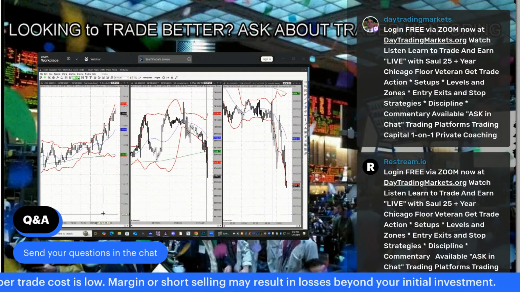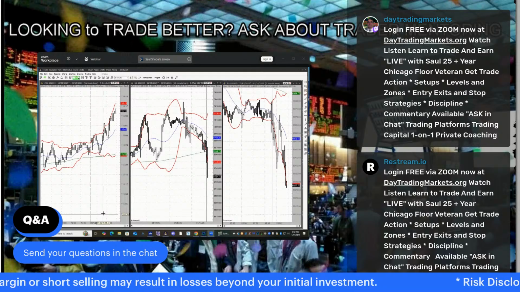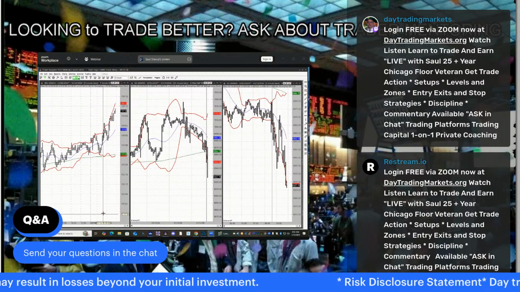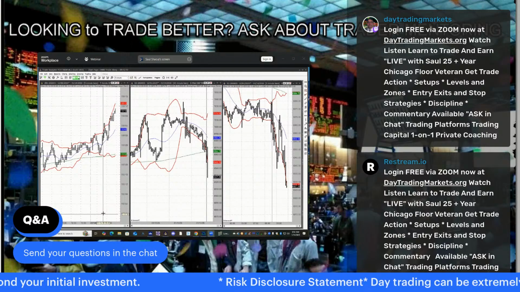We are not trying to figure out how markets move. All we're trying to do is just take advantage of ebbs and flows when the markets create opportunity for us.